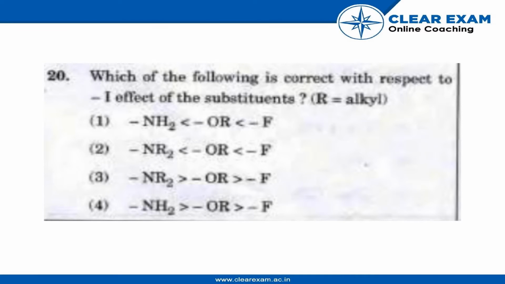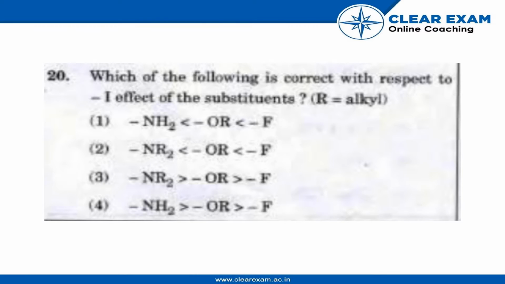So, hello everyone. Now we are going to do this question. Which of the following is correct with respect to the minus I effect of the substituents R? So, R double bond alkyl, on the basis of R double bond alkyl.